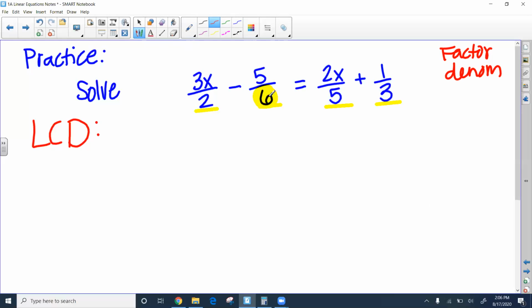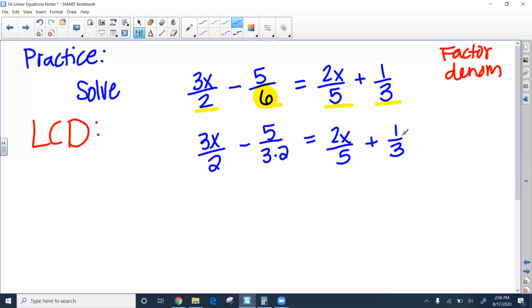Right, so instead of writing 6, I can write it as 3 times 2. So I'm going to rewrite that fraction as 5 over 3 times 2. All the other fractions are staying the same because they're already prime. So 3x over 2 minus 5 over 3 times 2 equals 2x over 5 plus 1 over 3.